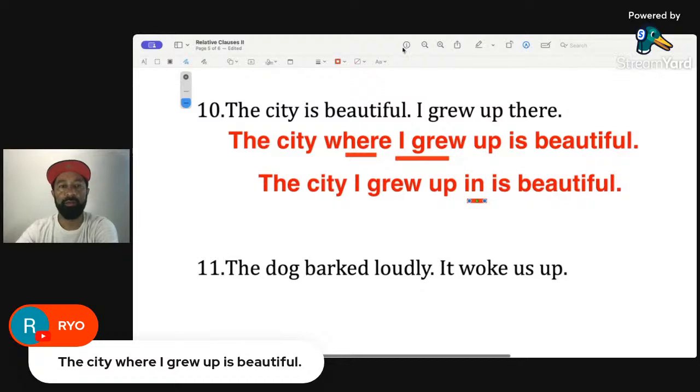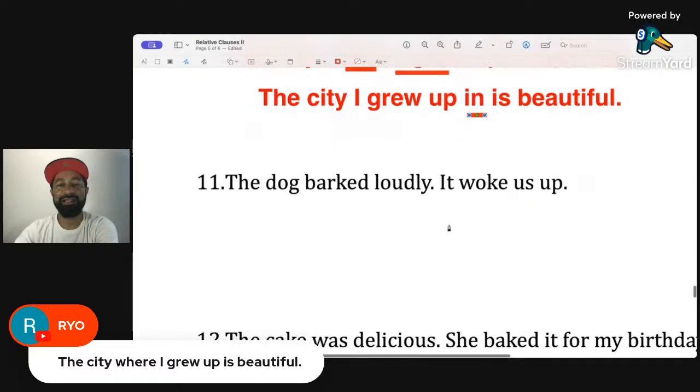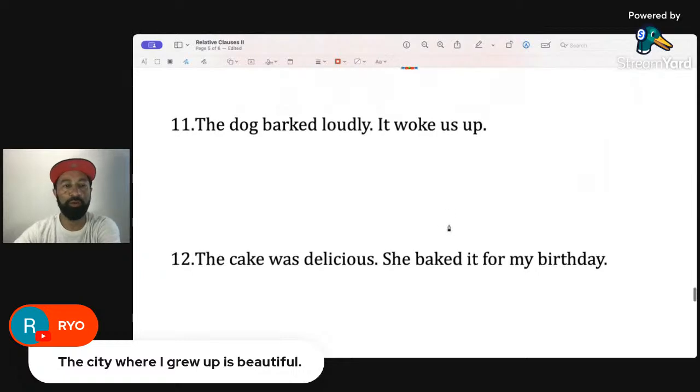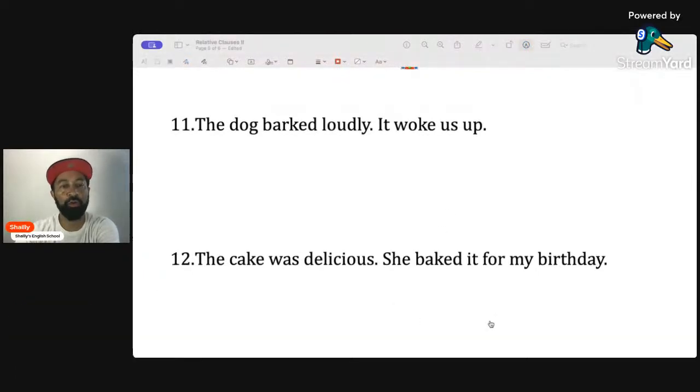Okay, so number 11 and number 12 are for homework. The dog barked loudly. It woke us up. The cake was delicious. She baked it for my birthday. Please join these sentences using a relative pronoun. And remember, if you don't need the relative pronoun, you do not need it.